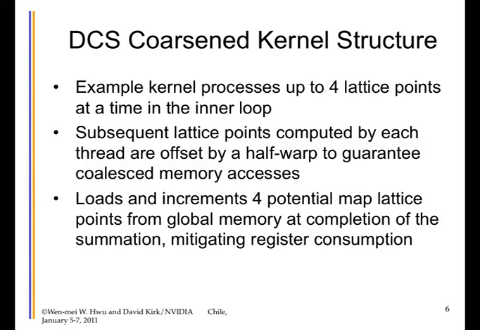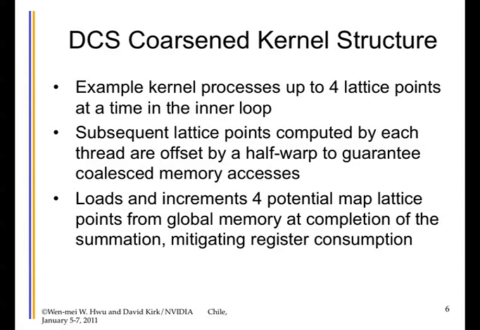And subsequent lattice points computed by each thread are offset by half-word to guarantee coalesced memory accesses. This is one of those things that you may or may not think about right away when you think about coarsening. The most intuitive way of thinking about coarsening is for each thread to process 4 consecutive lattice points in that x dimension. But that's not the best way.